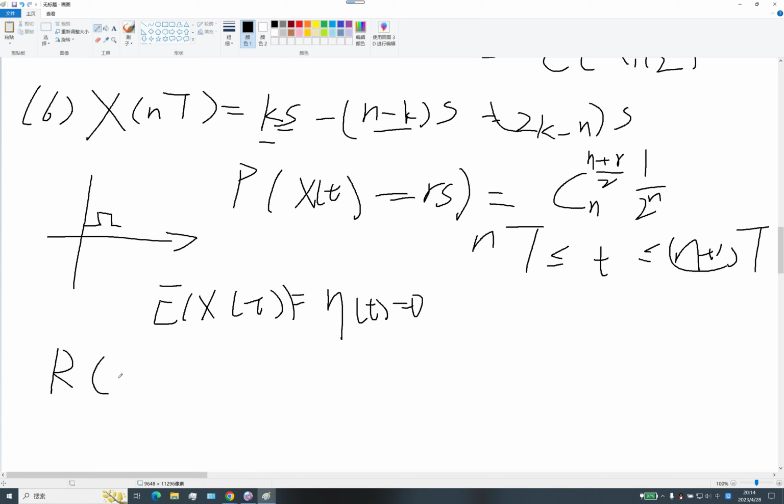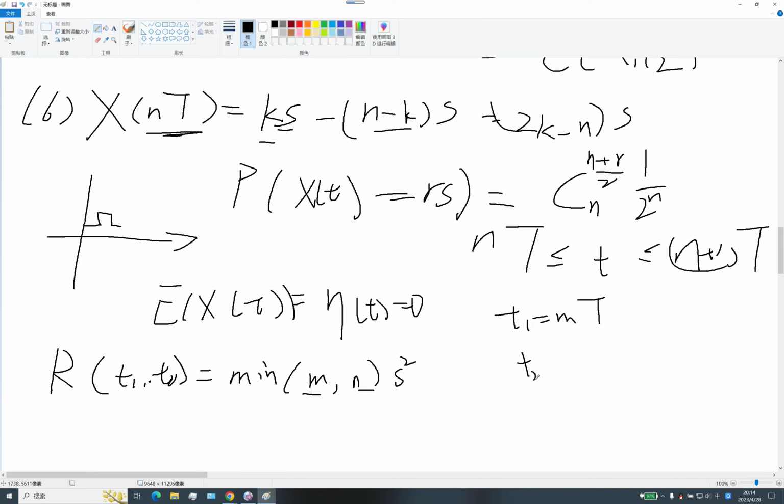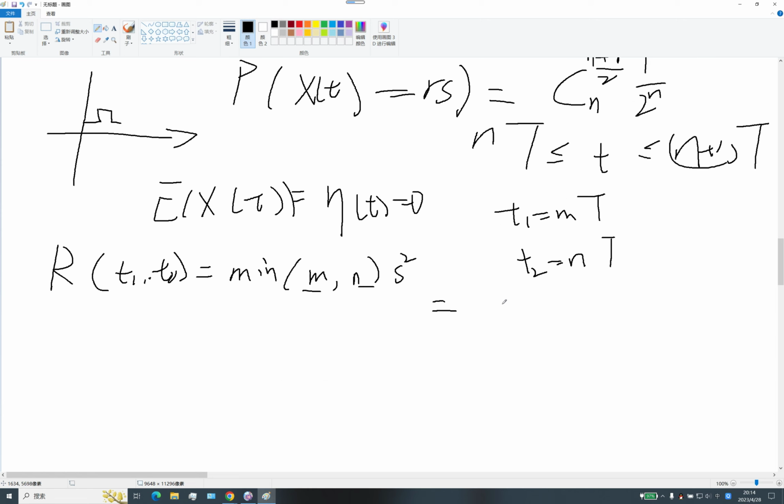And the autocorrelation R(T1, T2) is equal to the mean, min(m, n) times s squared, where T1 equals mt and T2 equals nt. And you can also get that it is the same as the autocovariance of T1, T2.